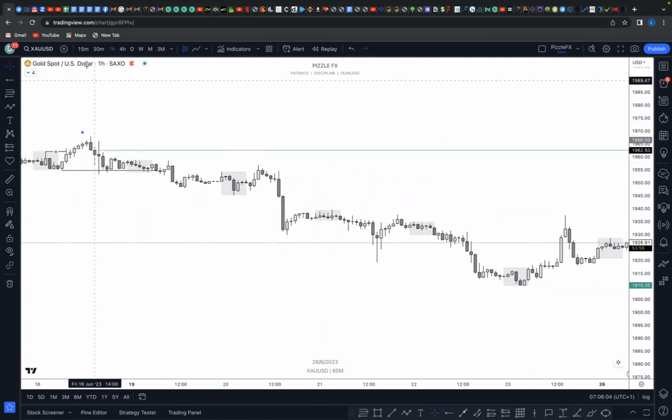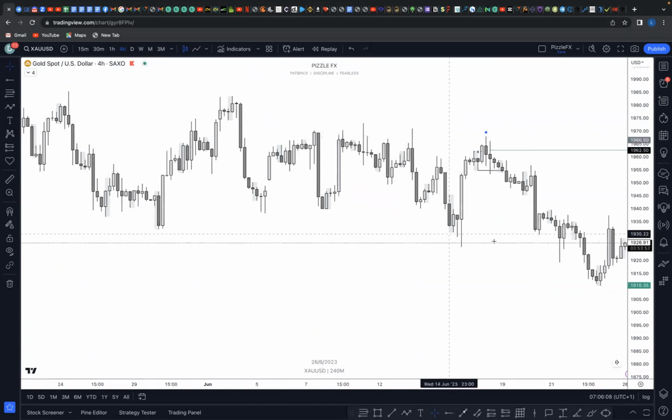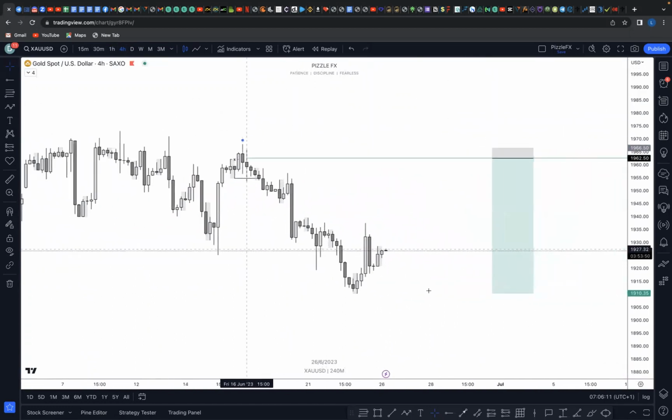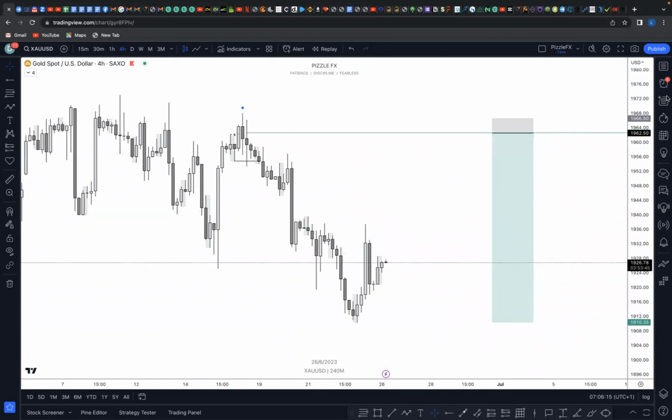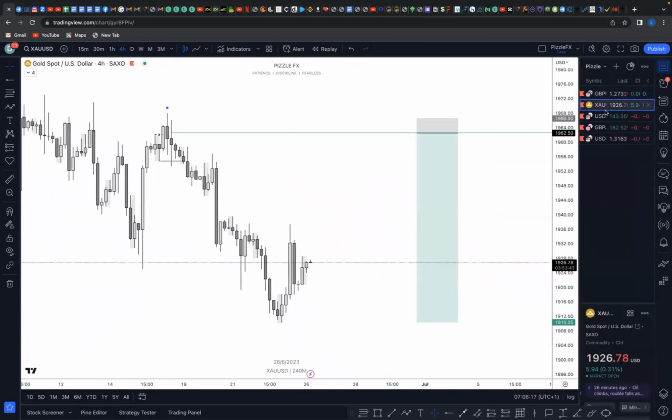What did I have this POI here? So okay, then let's leave it that way. Same thing, same approach. Now moving on to USD JPY.